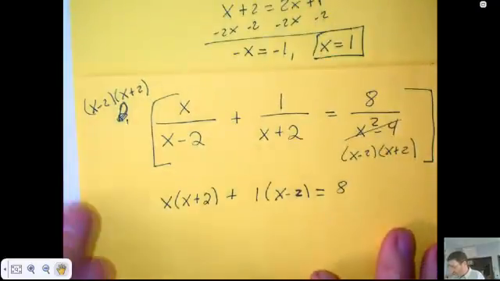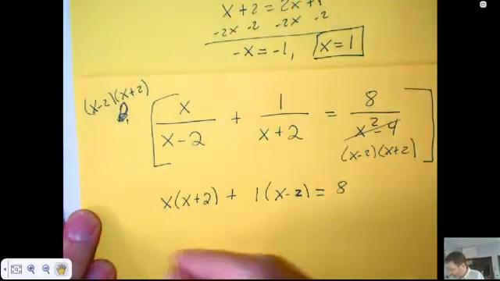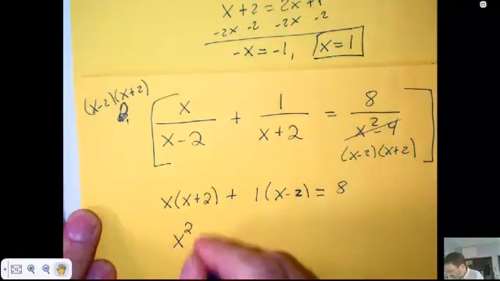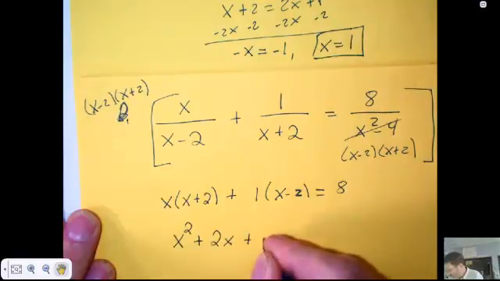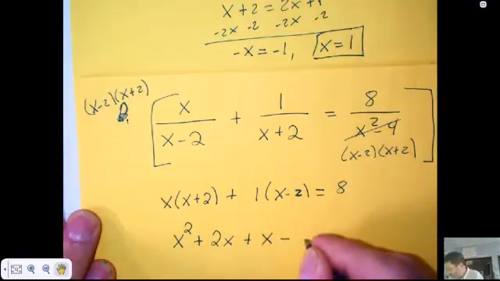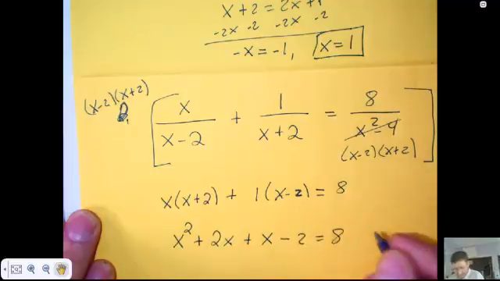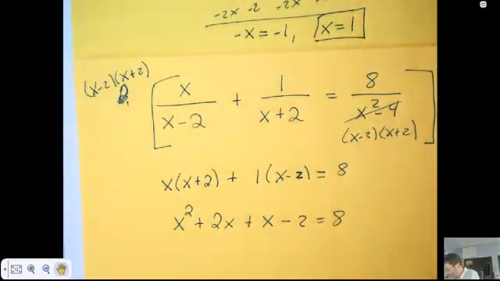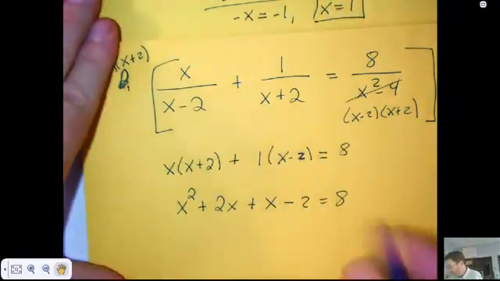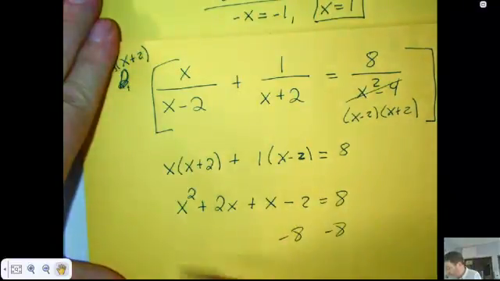Now it's just a matter of multiplying through. So I have x squared plus 2x plus x minus 2 equals 8. And what type of equation do we have to solve now? This is a quadratic, and how do we solve quadratics? We can factor or use the quadratic formula. We always set them equal to 0. So we'll subtract the 8 from both sides and then combine like terms.